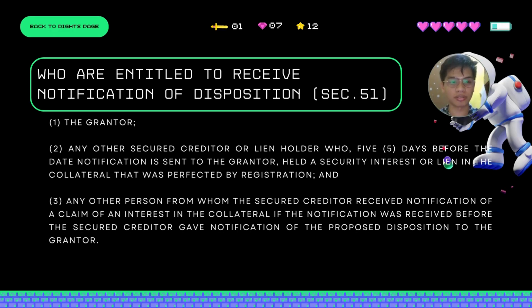The secured creditor shall notify: number 1, the grantor; number 2, any other secured creditor or lien holder who, 5 days before the date notification is sent to the grantor, held a security interest or lien in the collateral that was perfected by registration; and number 3, any other person from whom the secured creditor received notification of a claim of an interest in the collateral, if the notification was received before the secured creditor gave notification of the proposed disposition to the grantor.